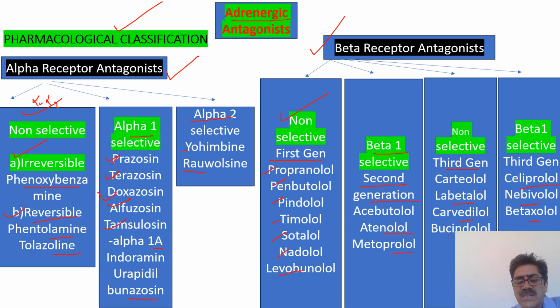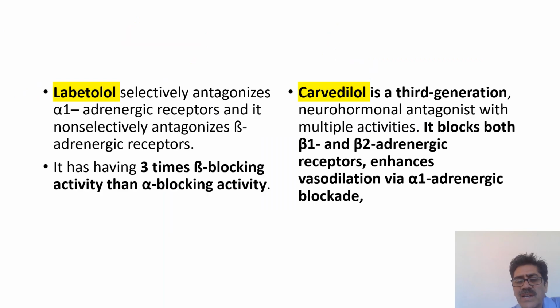Now these adrenergic antagonists or sympatholytic drugs can be further classified on the basis of chemistry also. A special mention about labetalol. Labetalol selectively antagonizes alpha 1 adrenergic receptors and non-selectively antagonizes beta adrenergic receptor. This is to be noted. It has 3 times more beta blocking activity than alpha blocking activity. So it has both alpha blocking activity as well as beta blocking activity.